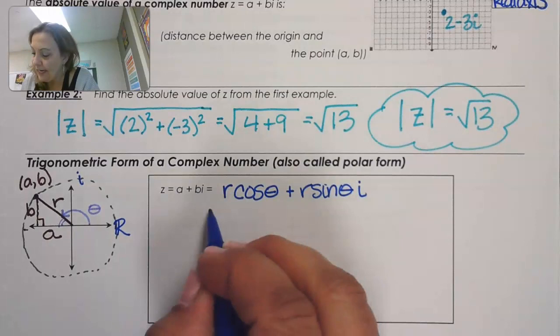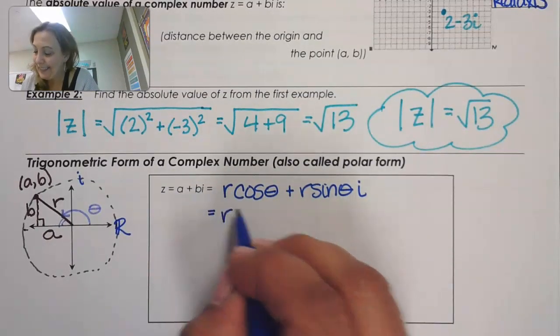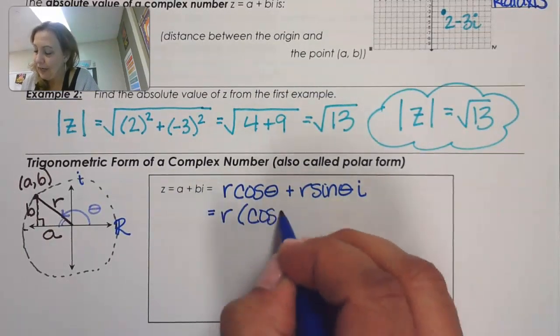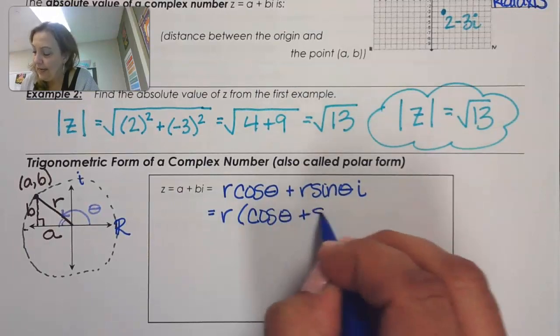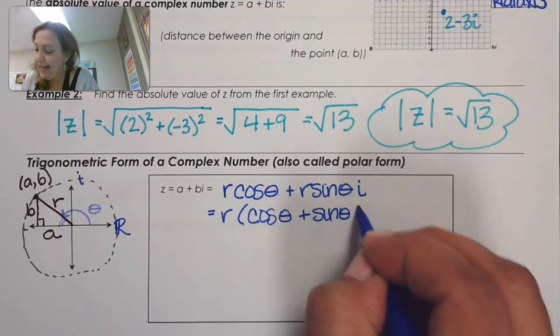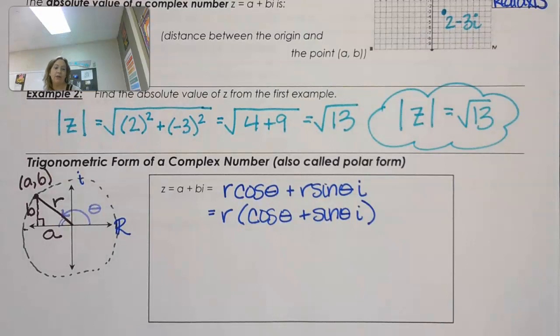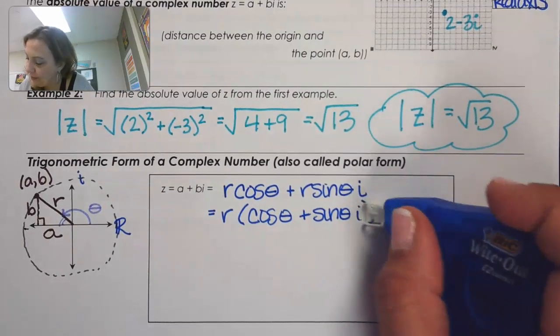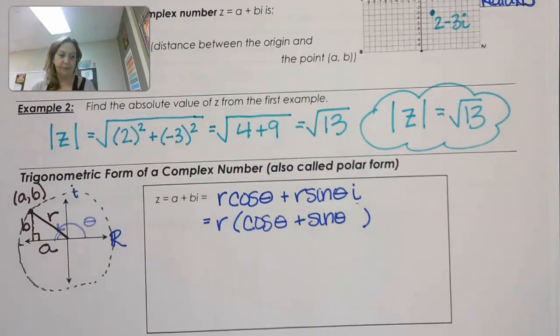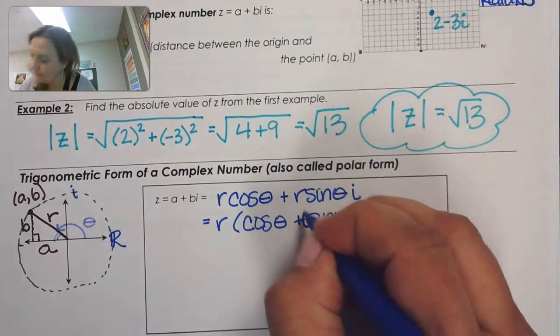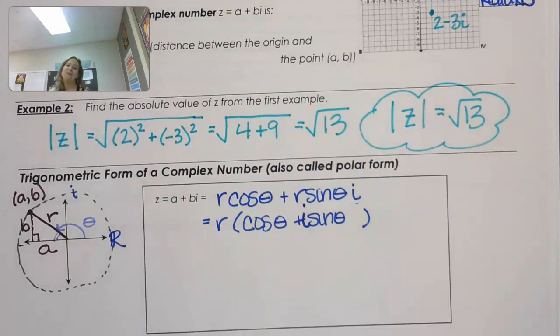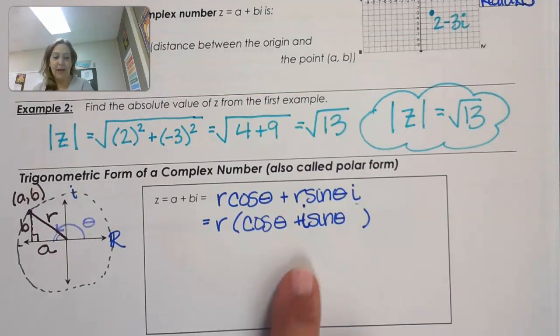And so oftentimes we'll write it like this instead. We'll factor out the R and we'll have it as R times the quantity cosine theta plus I sine theta. Well, and that's the other thing, is usually we write the I in front. So let me fix that, sorry. Just so that we know that we're not taking the sine of theta times I that way, okay?